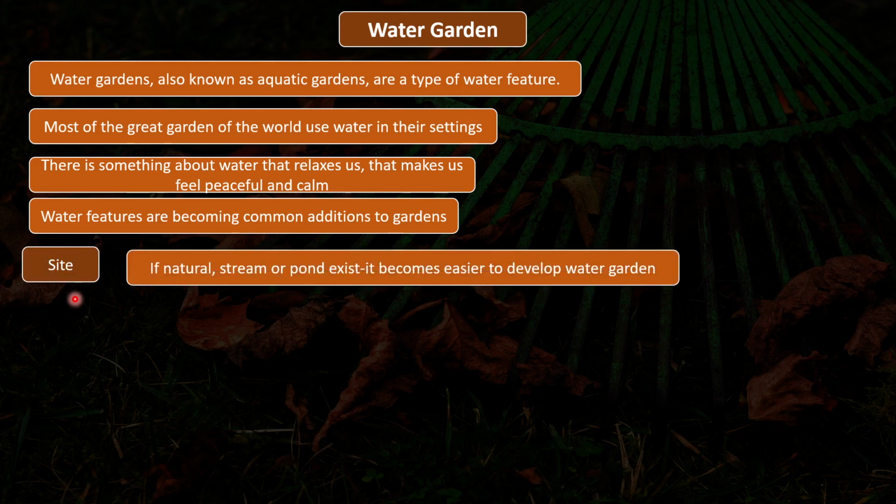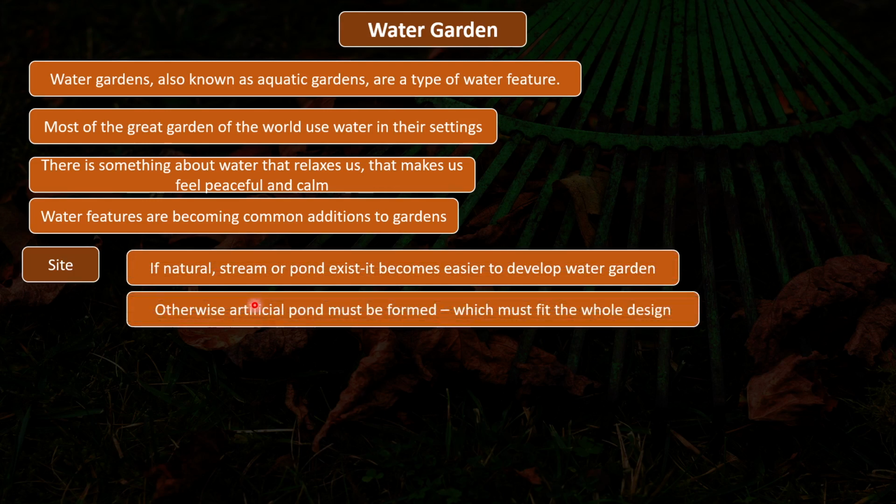Like all the other types of garden, the area should be in sunlight. And if you already have a natural stream or pond in the area, it becomes easier to develop the water garden. So if you already have a natural stream or pond in the area where you live, that becomes a good base to form a water garden.